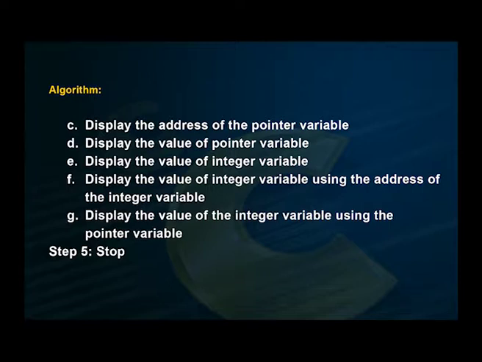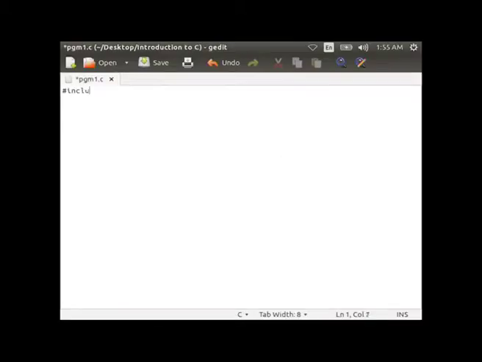D, display the value of pointer variable. E, display the value of integer variable. F, display the value of integer variable using the address of the integer variable. G, display the value of the integer variable using the pointer variable. Step 5, stop. Let us now code this program. #include <stdio.h>.